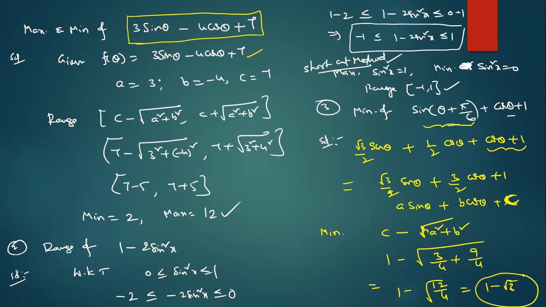See carefully. A is equal to 3, b is minus 4. According to that one, b is also changing. This is the simple way. Range of 1 minus 2 sin square x: the shortcut method is, maximum of sin square x is 1, minimum is 0. Directly put this value. So what range is coming here? Minus 1 to 1 is coming, dear students.